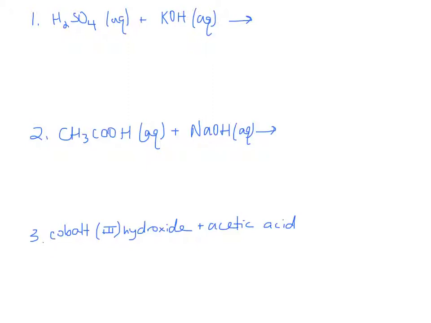And number 3, I got a little tricky on you, cobalt-3 hydroxide and acetic acid. So you've got to figure out what those symbols are for the reactants. Label them acid and base, and then write an arrow and write the products and balance it. I'll write the answers, but please do this now. Pause the video and do it on your own.